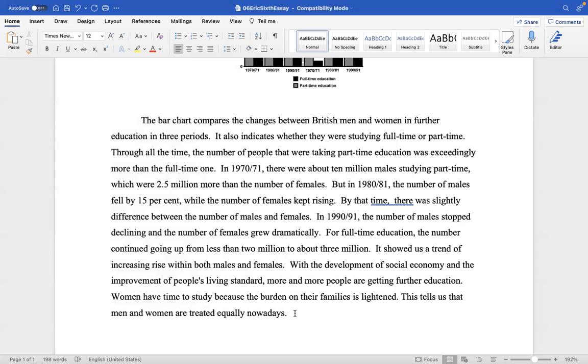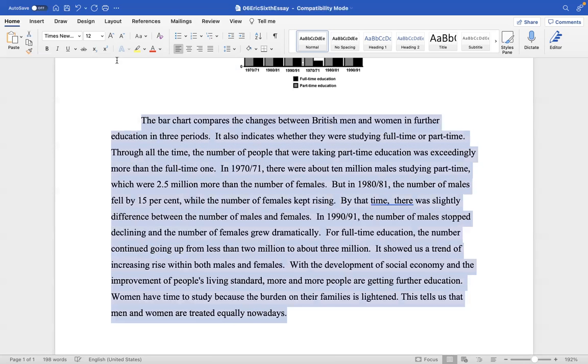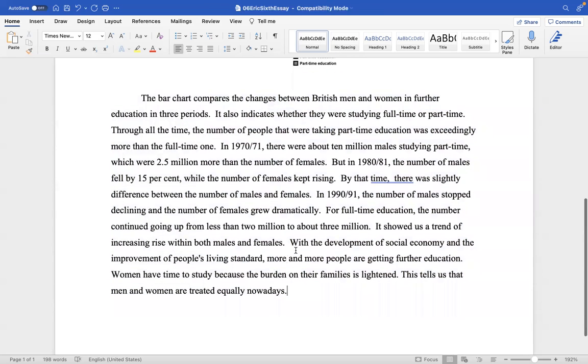So the way this is, I think visually it looks better in one block, so in one paragraph. So I can read this. With the development of social economy and the improvement of people's living standard, more and more people are getting further educated. We'll go into how to make it sound better. So women have time to study, generally a comma, because the burden on their families is lightened. This tells us that men and women are treated equally nowadays.